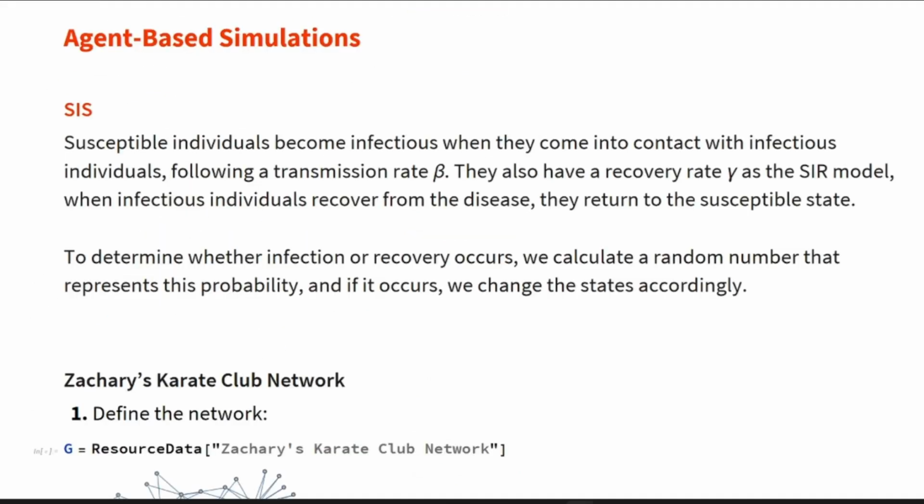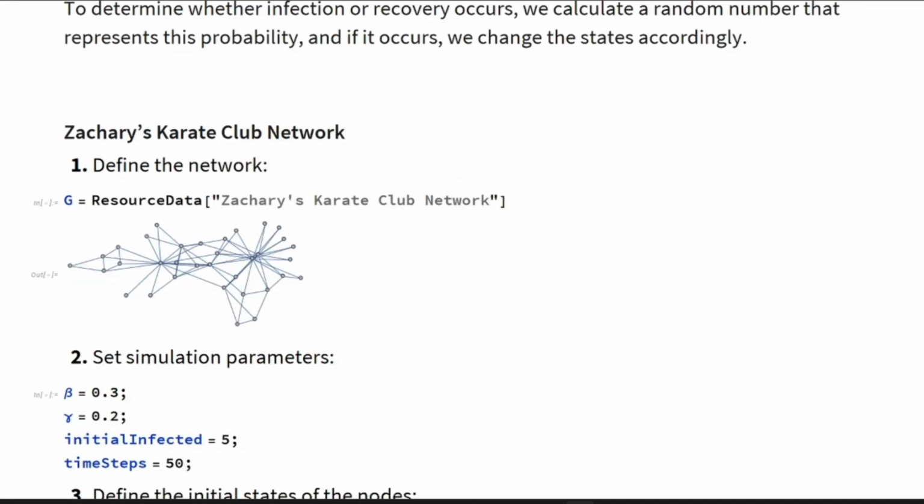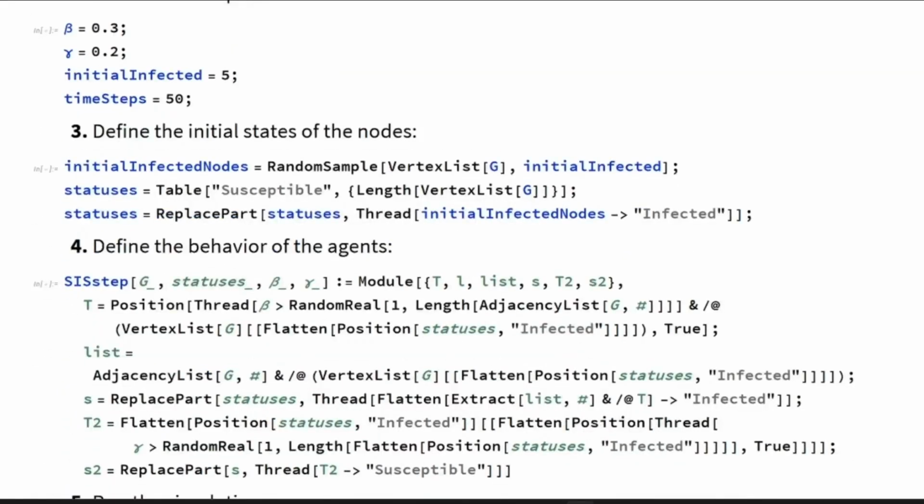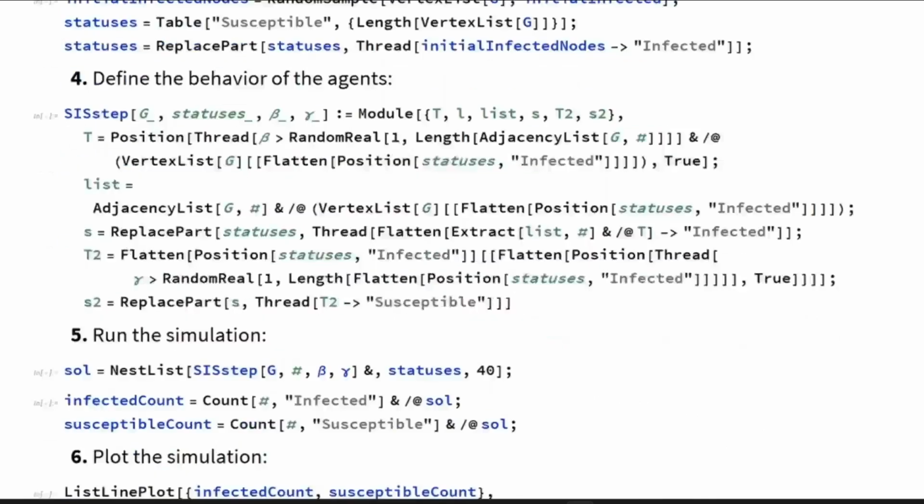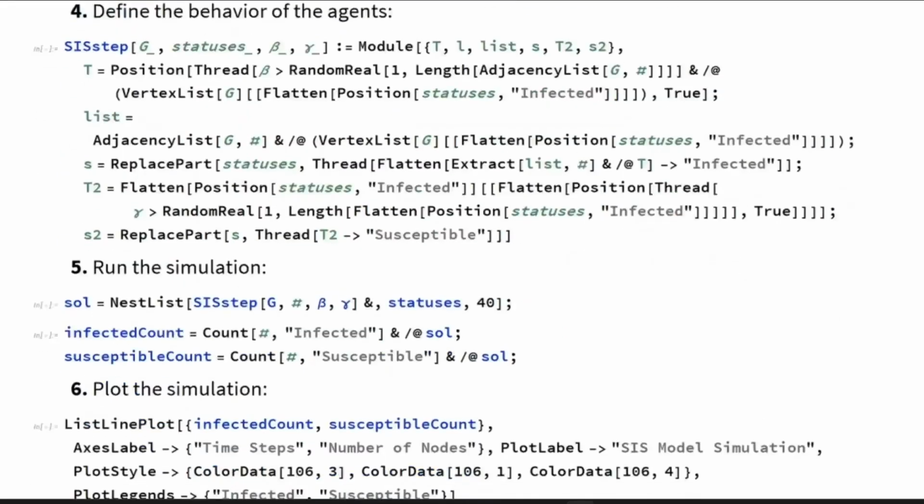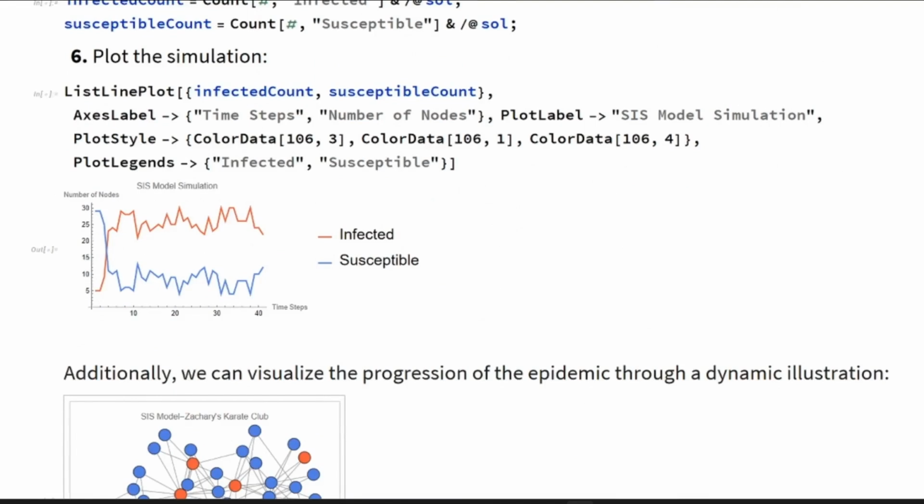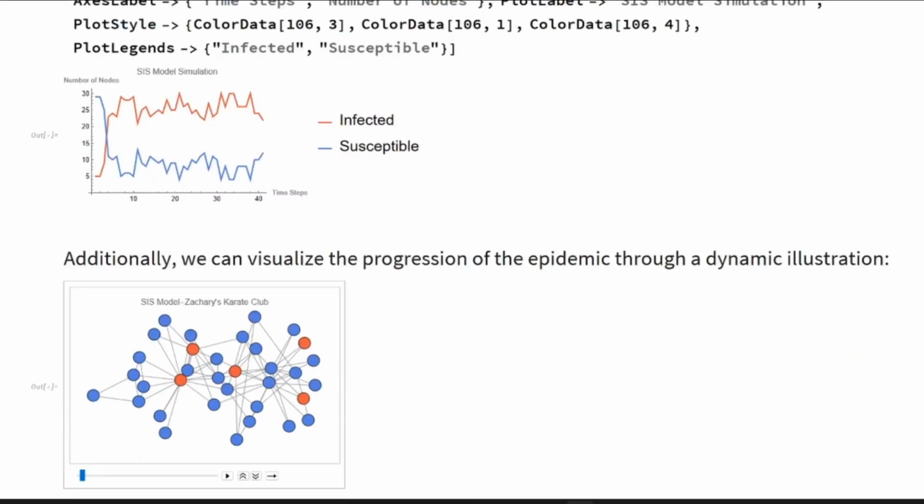Now in the SIS model for agent-based simulation, one example is the Zachary Karate Club. If we imagine that there is a disease that follows the SIS model, like the flu, in this model we can define the network, set the simulation parameters, define the initial state of the nodes, define the behavior of the agents, run the simulation, and plot the simulation. Initially, the number of infected individuals rises, and eventually the epidemic reaches a steady state. We can also observe this oscillatory behavior. In this case, individuals are switching between the susceptible and infectious states, but maintaining a relatively persistent percentage.